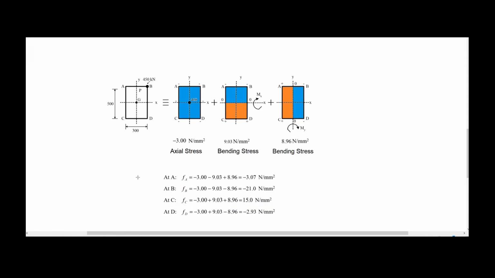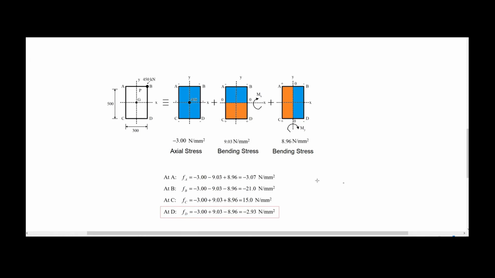Finally, if we do the analysis for the final point D, here is what we have. So we are at the point D now. So compressive, -3. This is positive because it's orange and because, doing the analysis again regarding the moment mx, we are producing tensile stresses at the bottom. And D is negative for the second moment because the moment is producing compression to the right half of the cross section. And finally, if we do the operation -3 plus 9.03 minus 8.96, it is equal to -2.93 Newton per square millimeter.